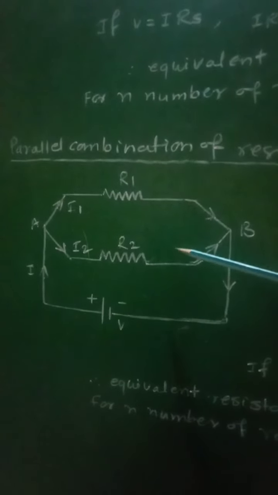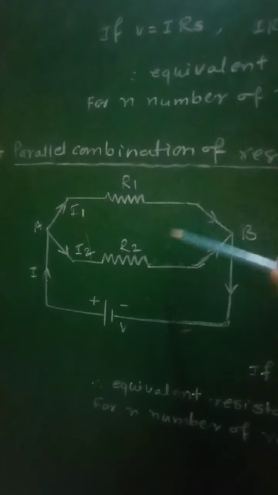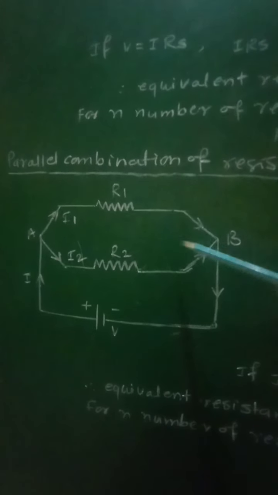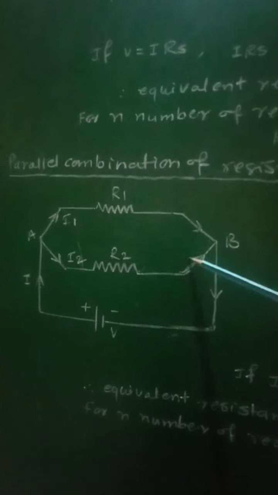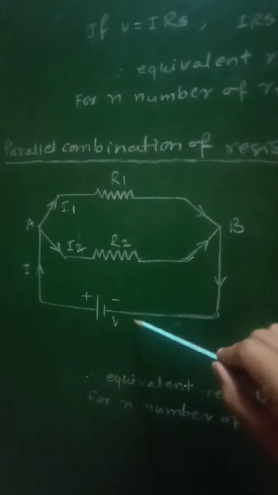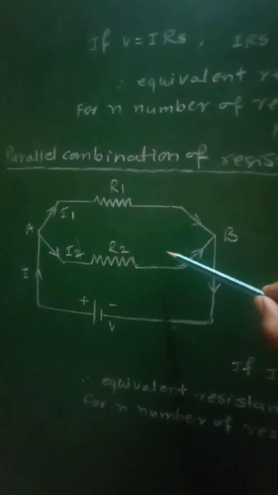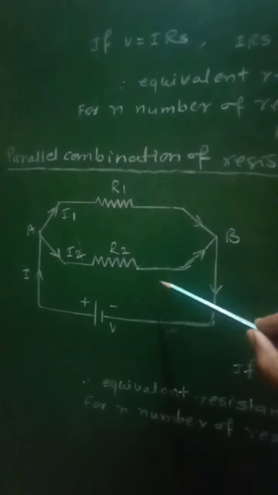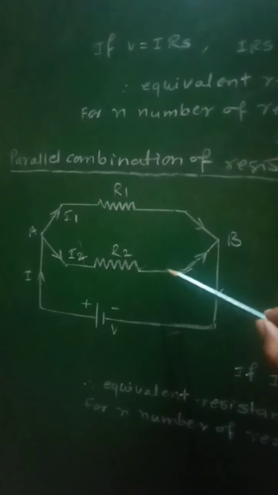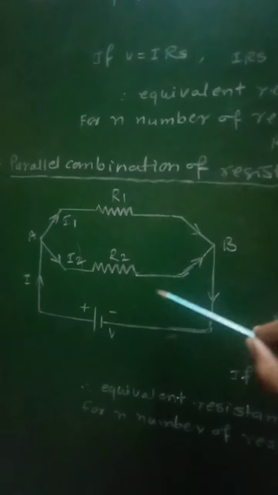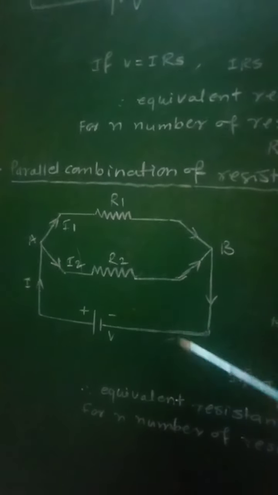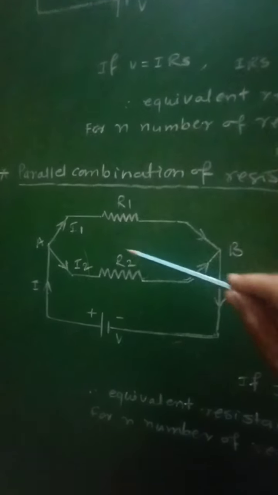And hence, as the resistances are connected in parallel, the voltage applied across these resistors, that is V, will be the same. It will not get divided. So in case of parallel combination, the voltage across each resistance will be the same, because it will be measured between the two points A and B.